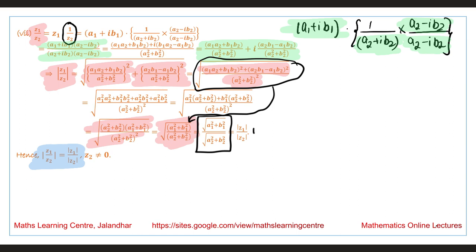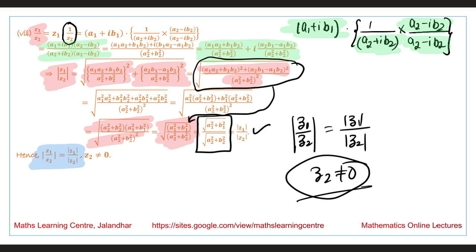So we write that this is equal to mod of z1 over mod of z2. So we are saying that mod of z1 over z2 is equal to mod of z1 over mod of z2, and again the condition we have is that z2 should not be equal to 0, because we are talking about the inverse of z2, so it means z2 should not be equal to 0.